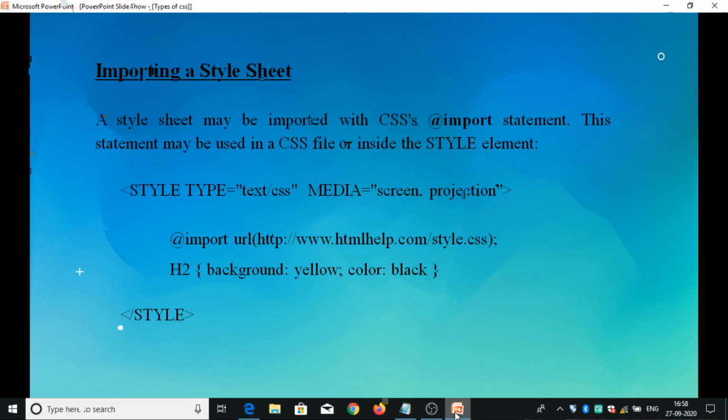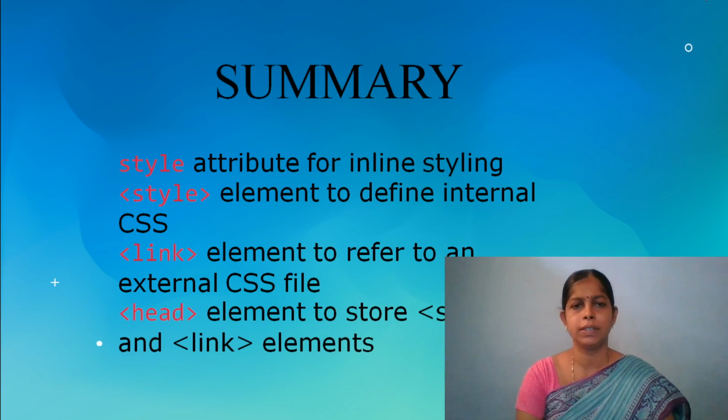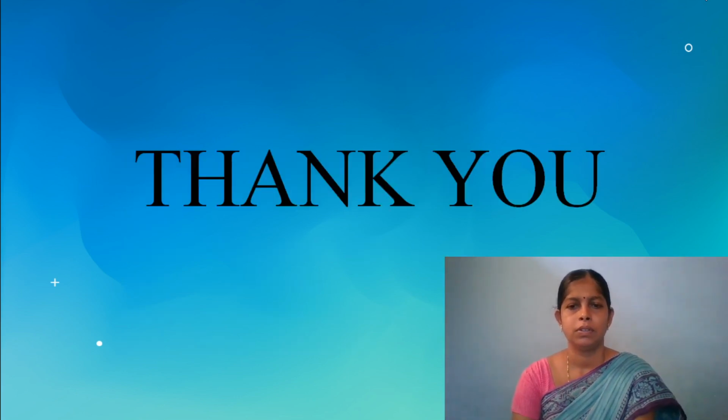Summary. Style attribute, style tag, link tag, all these are used for representing cascading style sheets. Style attribute is used for representing inline styling and the style tag is used to define internal cascading style sheets. The link element refers to external cascading style sheet files. We can also use the import keyword for importing cascading style sheets. The head element stores link and style elements. Thank you.